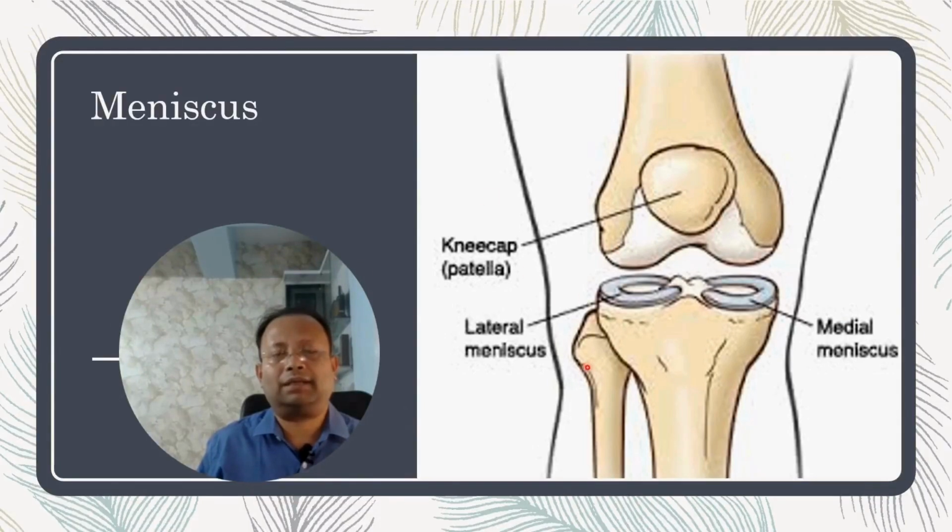Meniscus, on the other hand, can be clearly seen from the lateral side or medial side. It can, of course, be seen from the front side also, where the patella is not there, just paramedian to the patella. If we put our probe in a long axis view, then we can see part of the meniscus. But from the posterior side, meniscus cannot be seen as it is a very deep structure.